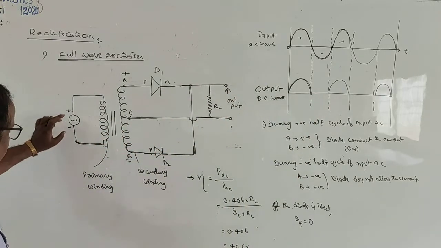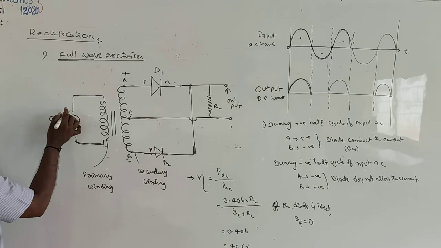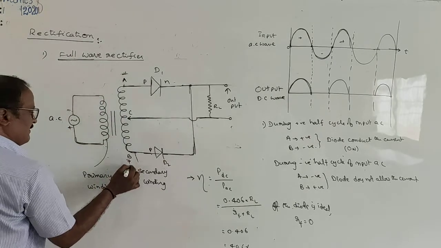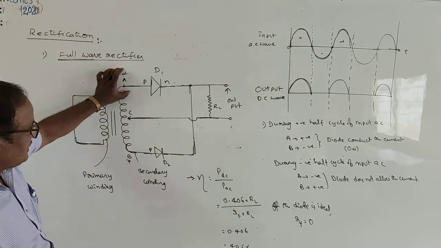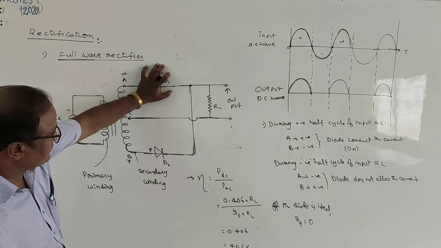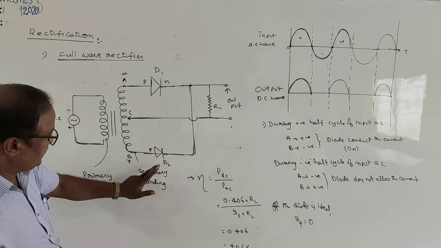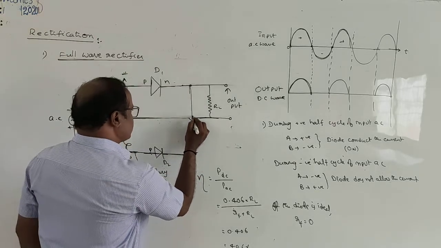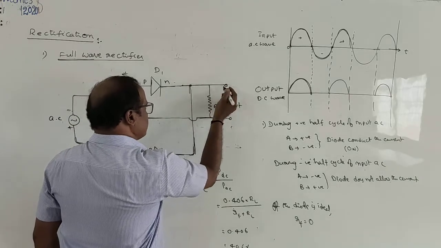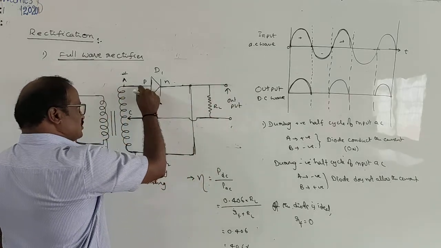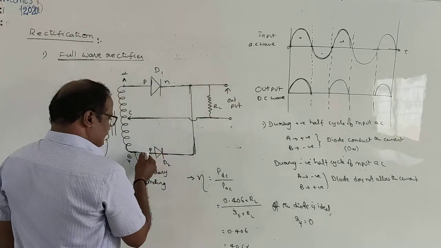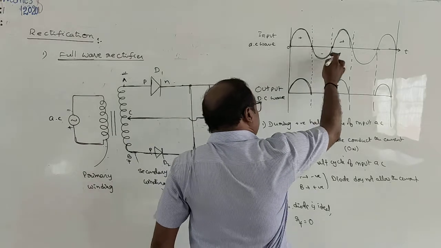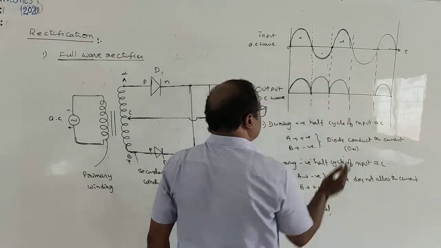Next, during the negative half cycle, A becomes negative and B becomes positive. A becoming negative means D1 is in reverse bias. It does not allow the current. D2 is in forward bias. This allows the current, and this current flows like this. The current from the second diode flows in the same direction as the current from the first diode. That means this negative half cycle is also converted like this.